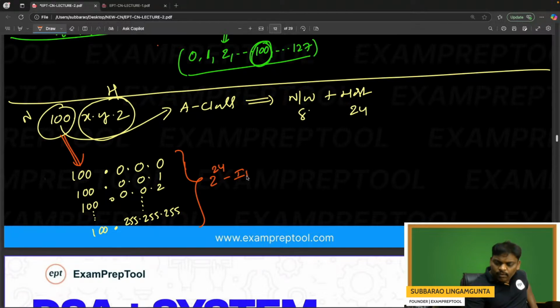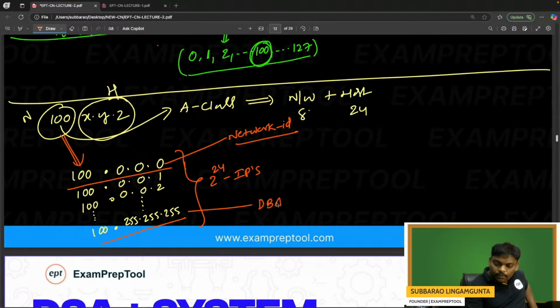Okay, that is everyone know. One class A network 100 contains 2 power 24 IPs. Out of those 2 power 24 IPs, one IP is net ID, where host part is all zeros, the network ID. Next one IP is a DBA, which is nothing but direct broadcast address.